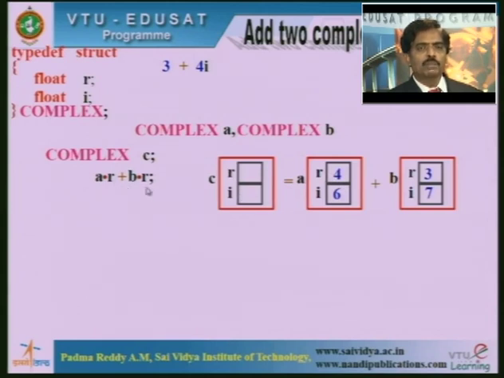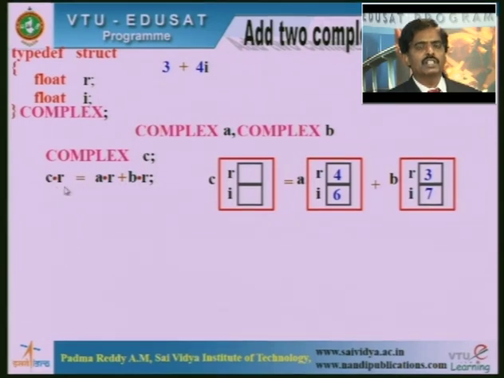Next what we have? B dot real part, B dot R. So what is B dot R here? 3. So 4 plus 3 is how much? 7. 7 should be copied into this location. Tell me how you identify this location? C dot R. So A dot R plus B dot R equal to how much? C dot R. Similarly, now tell me what is the answer? 4 plus 3, how much? 7. 7 should be copied into which field? C dot R. So here we get 7.